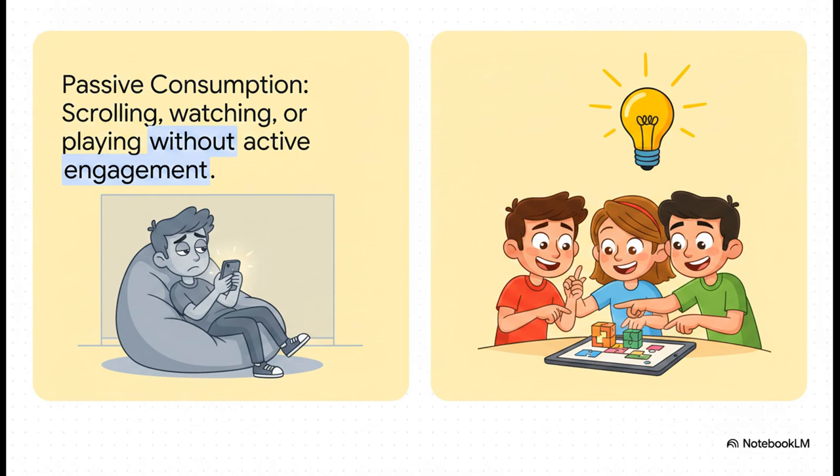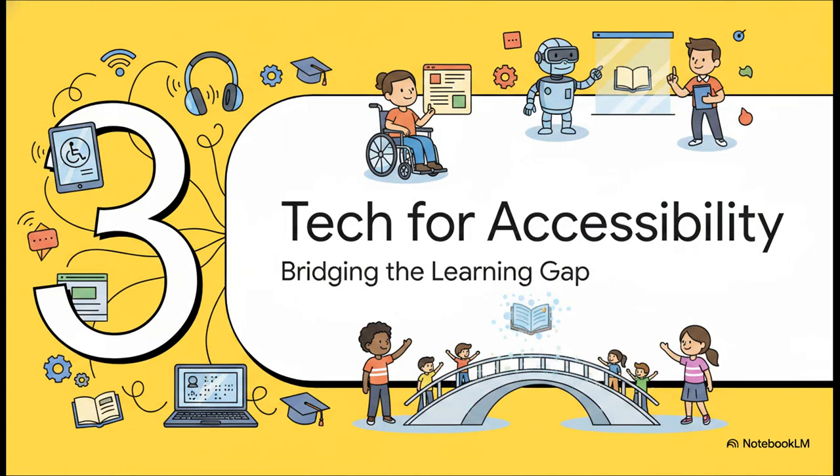But here's the catch, and it's a big one. There's a huge difference between passive consumption, just mindlessly scrolling or watching a video, and active consumption. That's when students are using the tech to do something, to create, to solve a problem, to collaborate. That's where the magic, the real learning, actually happens. And this brings us to one of the most powerful things that EdTech can do: its role in accessibility, in truly bridging that learning gap for every single student, no matter what challenges they might face.